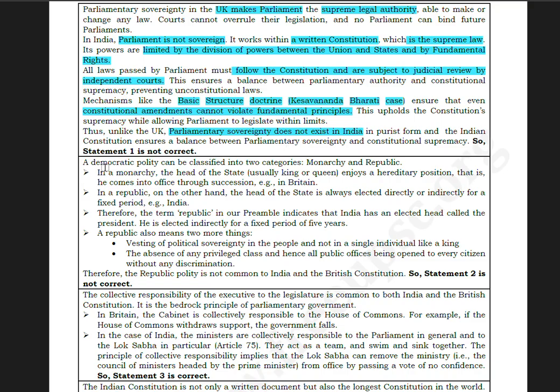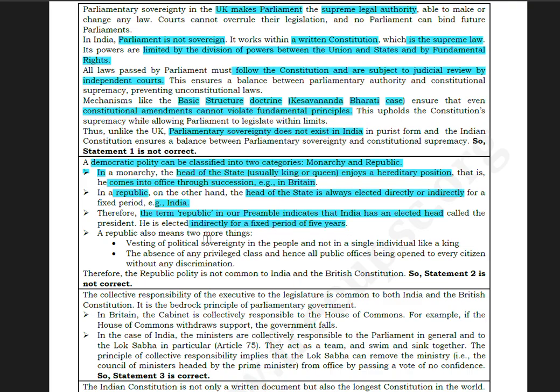A democratic polity can be classified into two categories, that is, monarchy and republic. In monarchy, the head of a state enjoys a hereditary position, that is, he comes into office through succession, for example, Britain. In a republic, on the other hand, the head of a state is always elected directly or indirectly for a fixed period, for example, India. Therefore, the term republic in our preamble indicates that India has an elected head called the president. He is elected indirectly for a fixed period of 5 years.